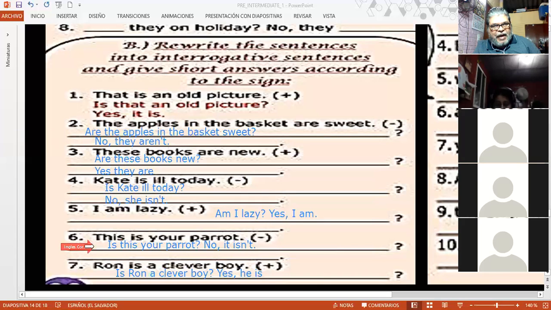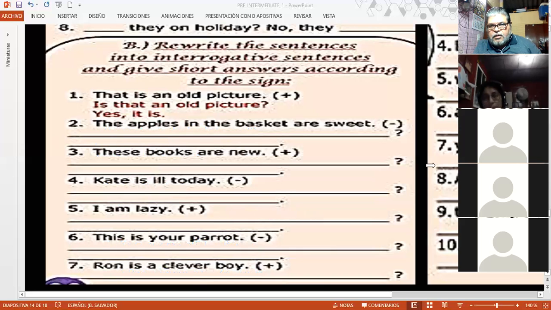Is this your parrot? No, it isn't. Is Ron a clever boy? Yes, he is. Perfect. Very good. And the last part. Let's go.